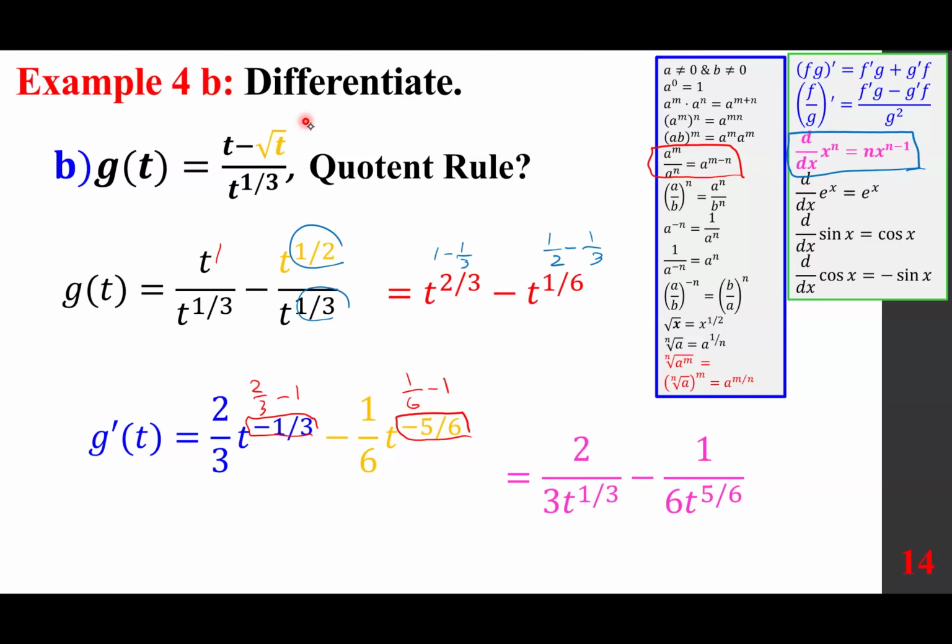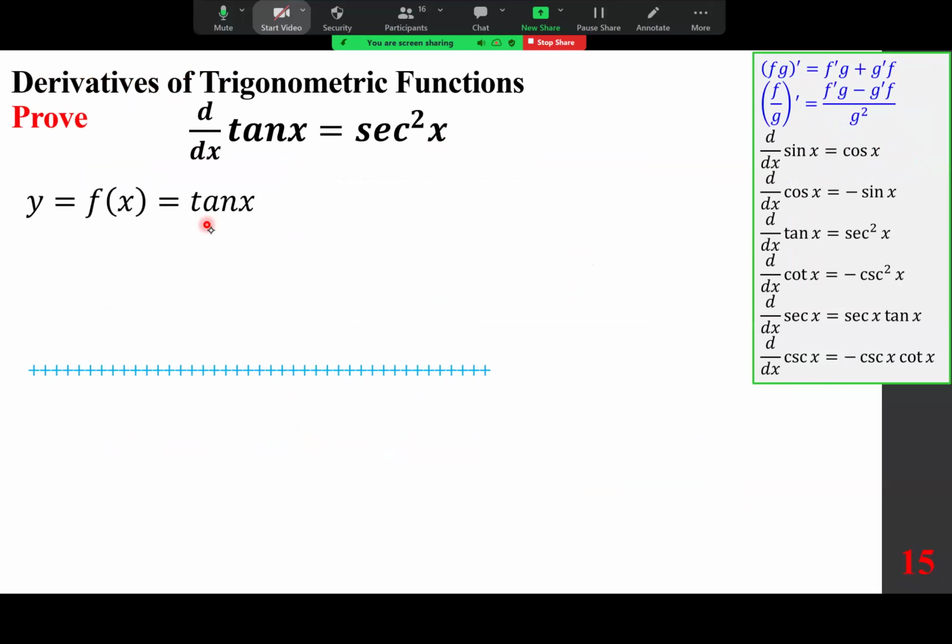Prove that the derivative of tan x equals secant squared. So y or f of x equals tan x, and we want to prove that. The derivative of sine is cosine. This does take a lot of algebra, trigonometry, and geometry to prove. We do it in calculus 1, and then from there on it becomes easy. The derivative of cosine is minus sine.